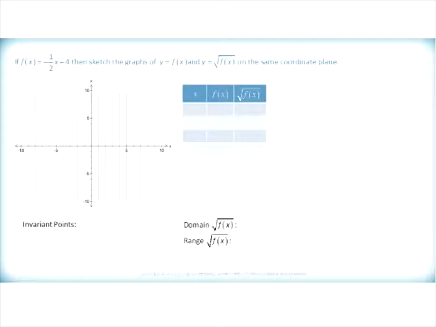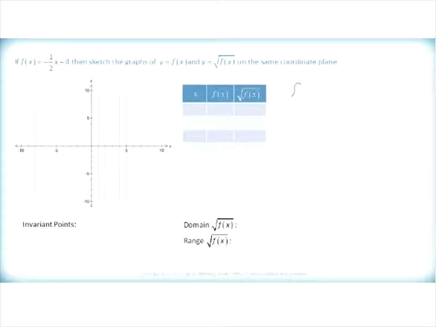In the next example, we are asked to sketch the graphs of y equals f of x and y equals the square root of f of x on the same coordinate plane, given that f of x is equal to negative a half x plus 4. This will represent the graph of a linear function with a negative slope. Therefore, the straight line will slant upward to the left.